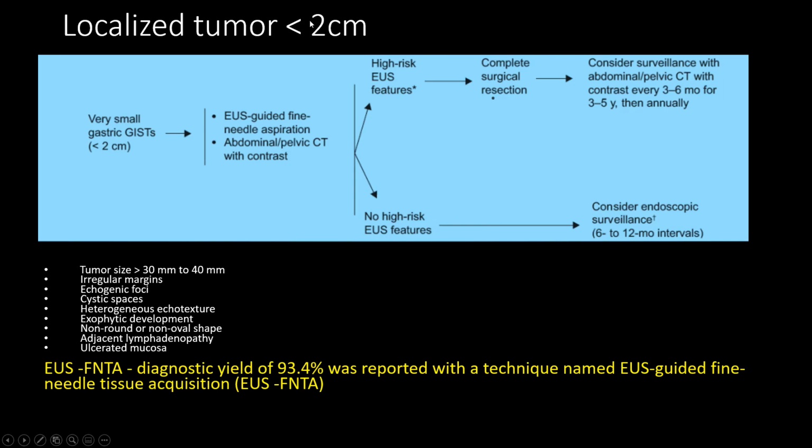Coming to localized tumor less than 2 centimeters, you can do either endoscopic guided fine needle aspiration or abdominal pelvic CT with contrast. In less than 2 centimeters, in endoscopic ultrasound features, you have to see whether there are high risk features for malignancy. If there are high risk features, then go for complete surgical resection and surveillance with abdominal pelvic CT with contrast every 3 to 6 months for 3 to 5 years, then annually.